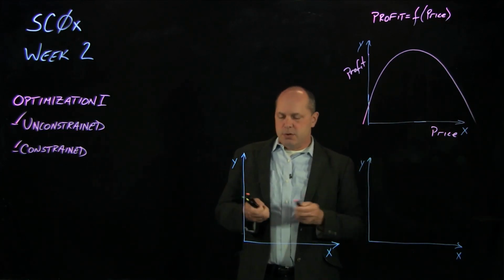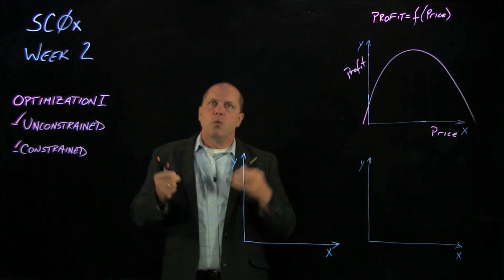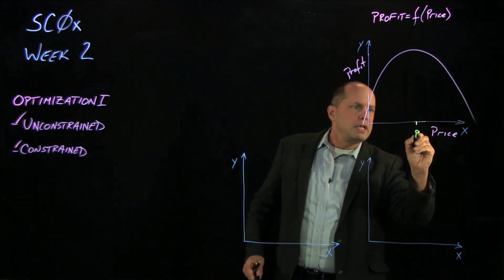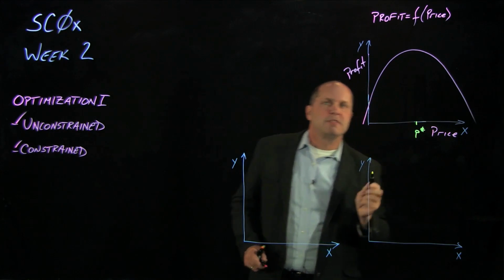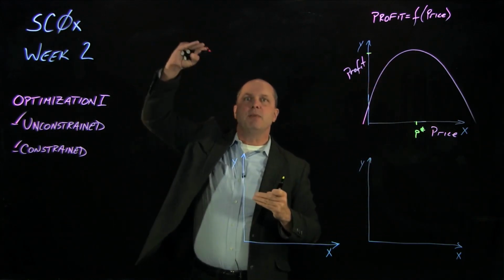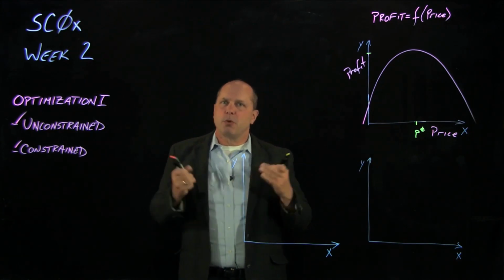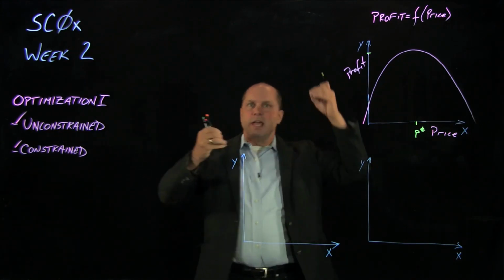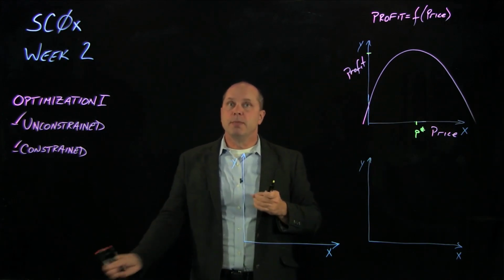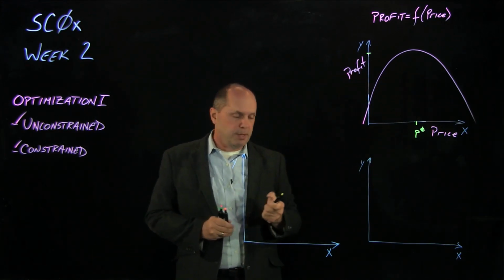And so what we want to do in this lesson is determine what is the level of P, call it P star, that gives me the optimal profitability. What price do I set to maximize my profit? So what we're doing here is finding extreme solutions of a function, either a maximum or a minimum. And in this case, we're looking for the maximum here.